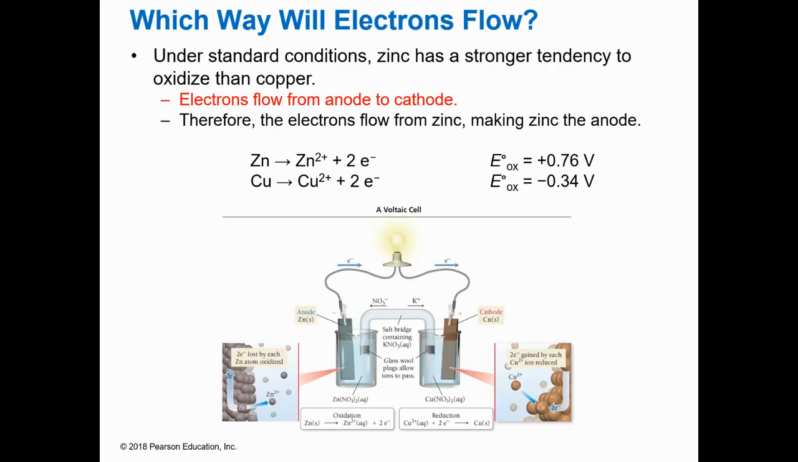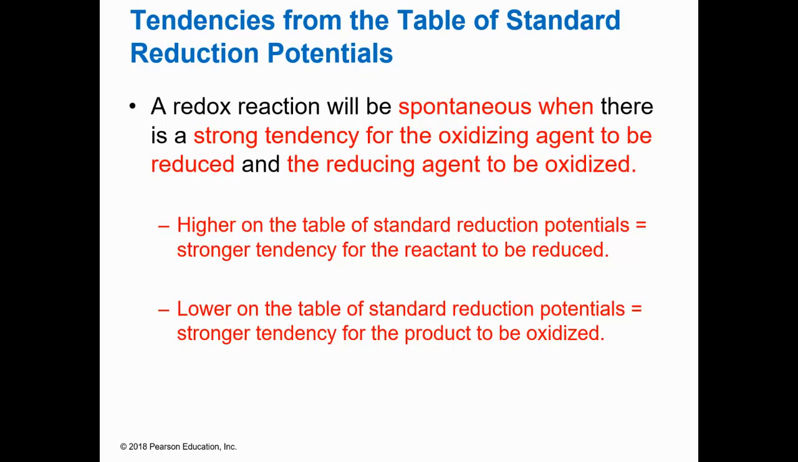Okay, from anode to cathode. Again, you just have to remember that. And we're going to see in a minute, but we're going to want our E cell to be positive for the spontaneous reaction, so that voltaic cell.